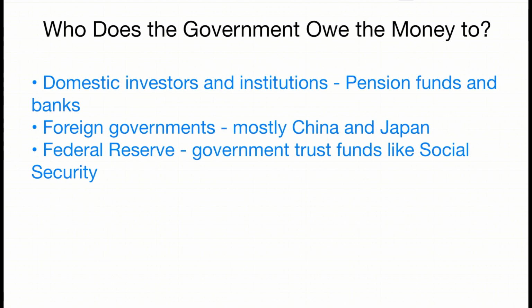So who does the government owe the money to? Domestic investors and institutions. These would be like pension funds, banks, and then private individuals. You can buy U.S. government bonds, and they will pay you an interest rate or a dividend. Also, foreign governments buy a lot of our bonds, the United States bonds, China and Japan. And then the federal government also buys its own government debt to go into like the Social Security fund. So it's kind of a circular reasoning there.